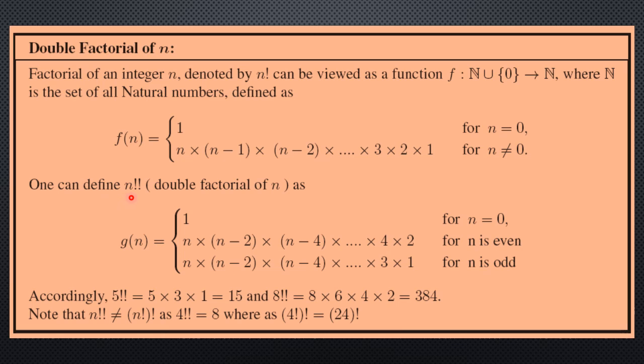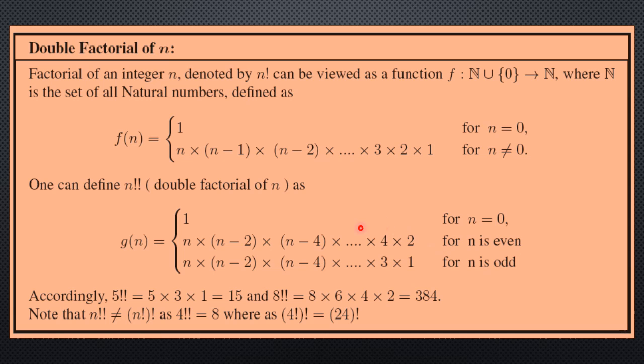One can define n double factorial, that is, double factorial of n as g of n. When n equal to 0, 0 double factorial, answer 1. If n is even, for example 2 double factorial, answer 2 into 4 into etc. up to n, but always we increase by 2's: 2, 2 plus 2, then 2 plus 2 plus 2, etc. up to n. Here n is even. Suppose n equal to 2, you take up to the first number only, just 2. n equal to 4, 2 into 4.